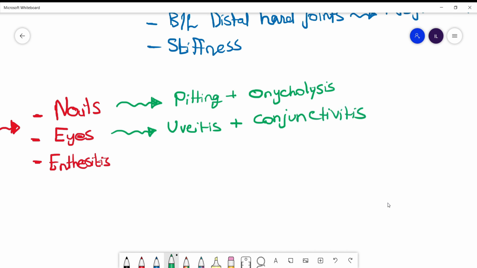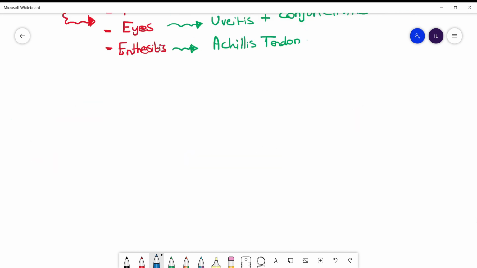Now you need to also ask them about enthesitis, which is inflammation of the tendons, and the most commonly involved tendon is going to be the Achilles tendon. So see if they have any pain right there, or they have pain when they walk, and you can refer back to the foot pain video and see how Achilles tendinitis can look like.